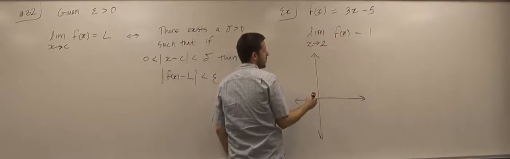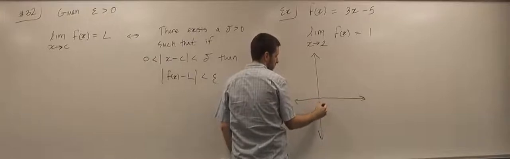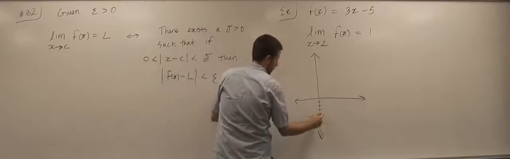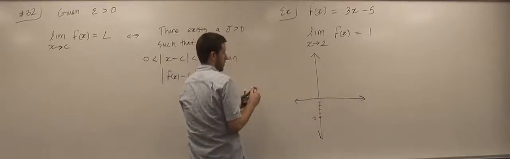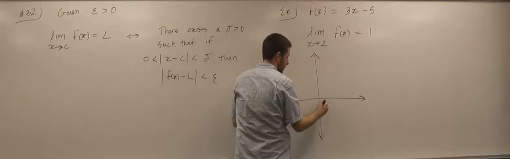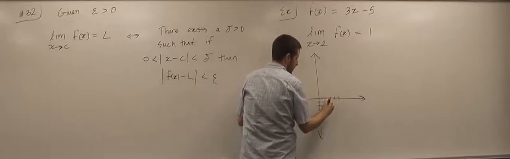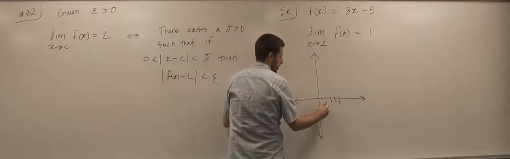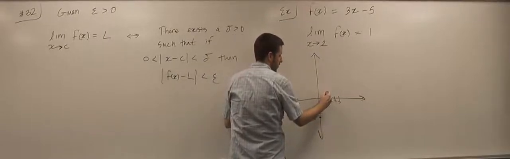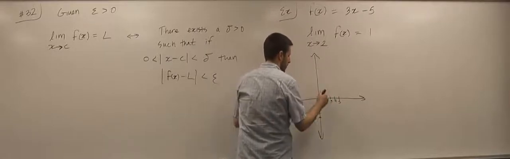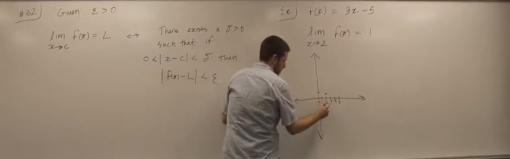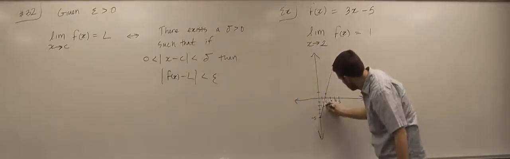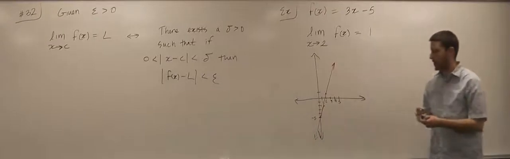This guy is what? A line with slope 3 going through negative 5? 1, 2, 3, 4, 5. Slope 3. So he goes up 3, 1, 2, 3, 4, 5. So he goes up 3 over 1. Up 3 over 1. Etc. So this is my line.